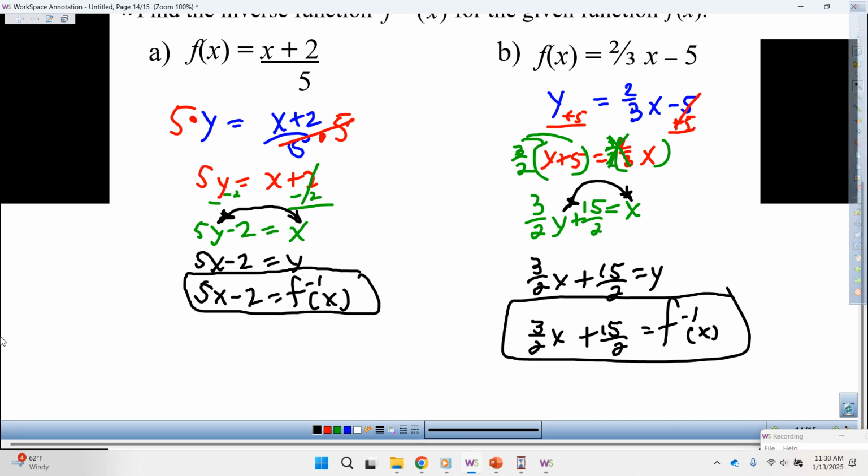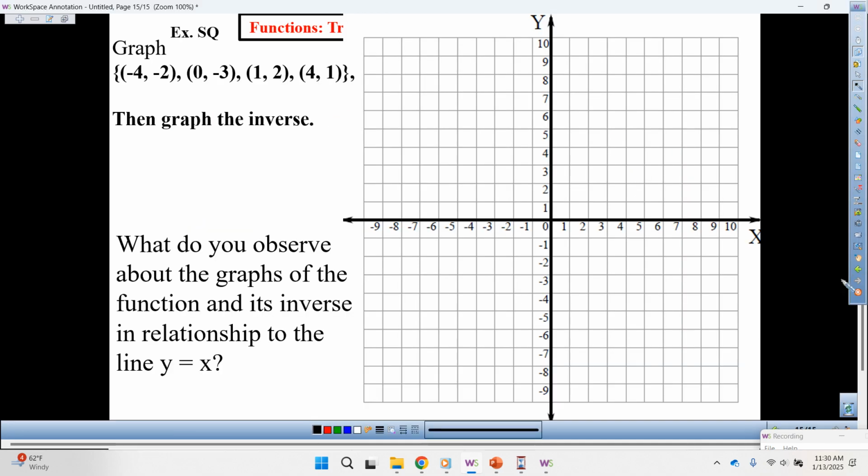Anyways, what makes it the inverse when we switch what, everyone? When we switch the x and the y, is that correct? So, now that I got your noodle ready, here it goes. Let's graph this first, and I'm going to use blue for this one. If you have your colors, use blue. (-4, -2). (0, -3). (1, 2). (4, 1).